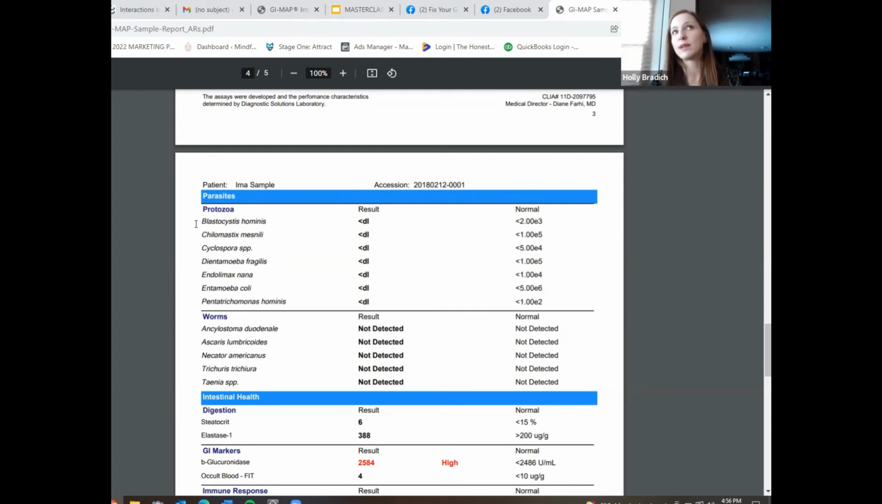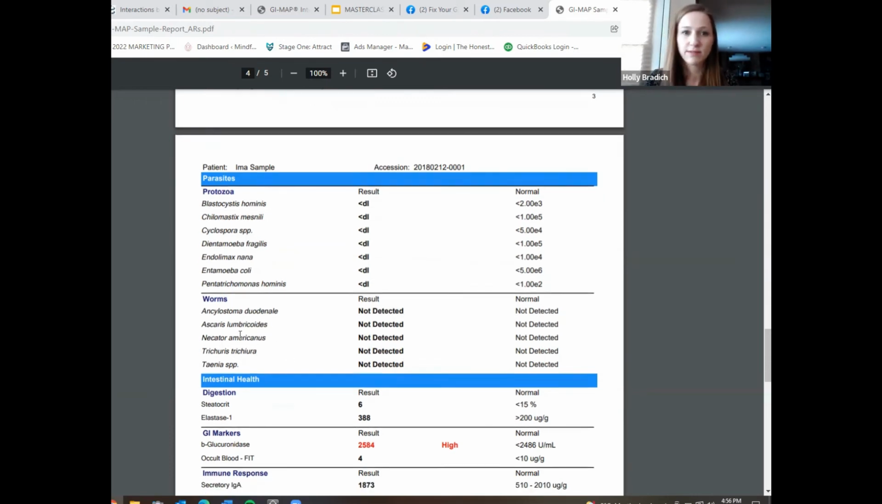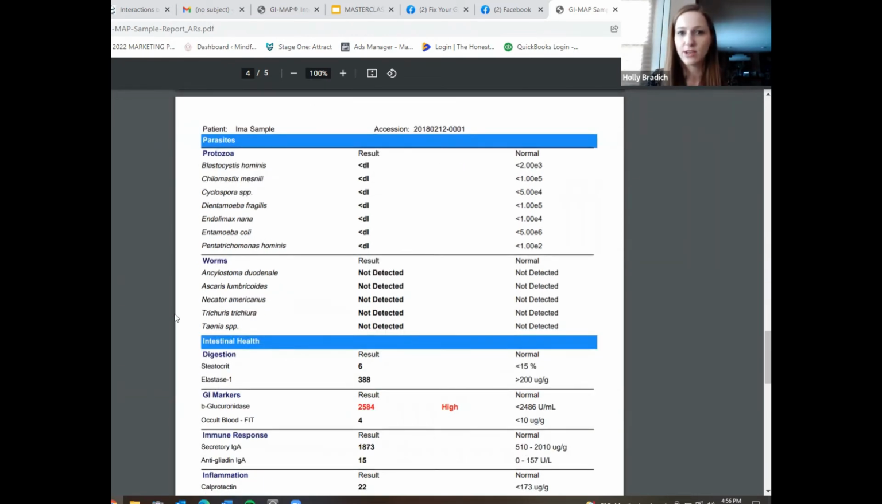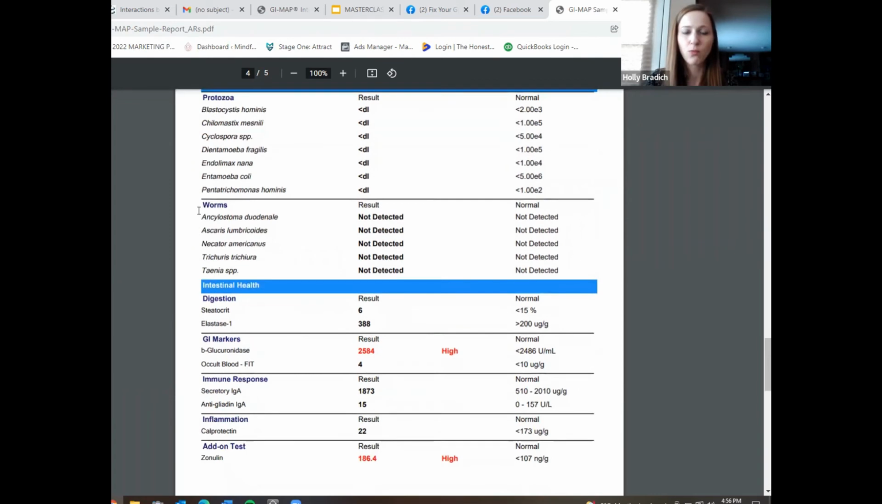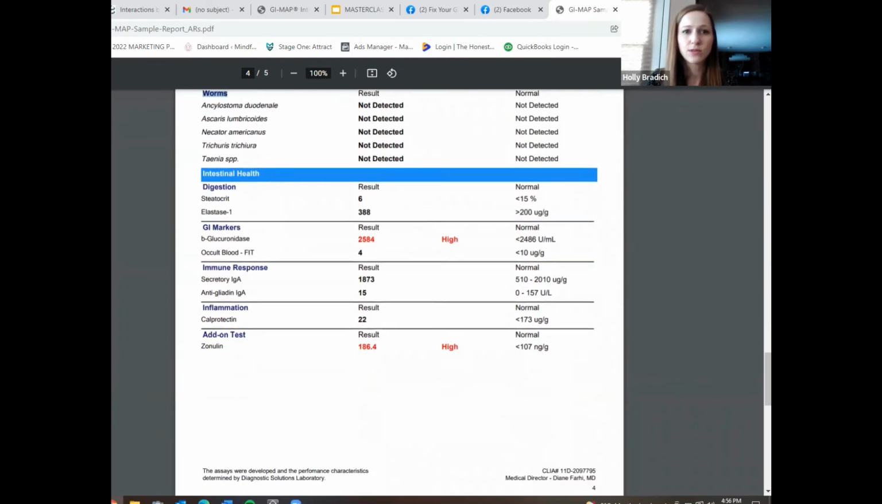You know, if someone had nothing else bad showing up on their gut report and blastocystis came up really high, then maybe I would consider it. But typically, if it's showing up there, I'm not going to do anything about it because it's considered, in my mind, commensal. It's not a problem. We've got worms. So these are actual parasite type worms that might show up. So this person doesn't have any of those.